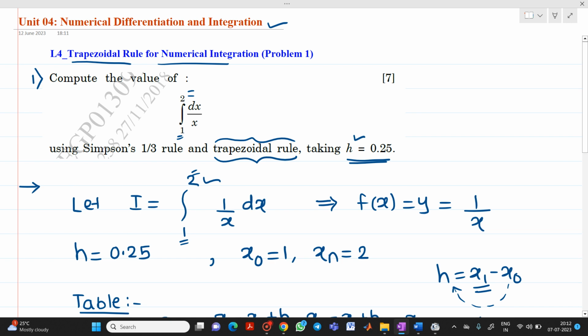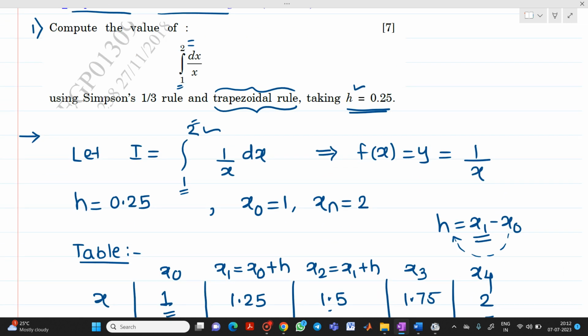So let me write it as, here I equals the integral from 1 to 2 of 1 upon x dx. Here, the function f of x is equal to 1 by x, and h equals 0.25, which is given. This will be your lower limit, that is x0, and this is your upper limit, which is xn.